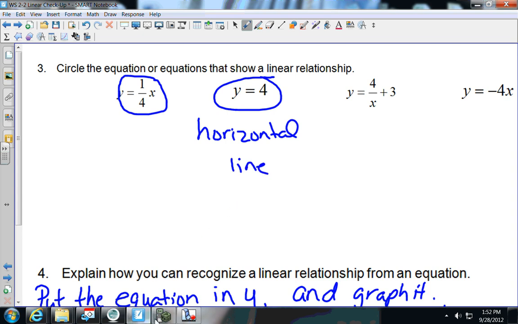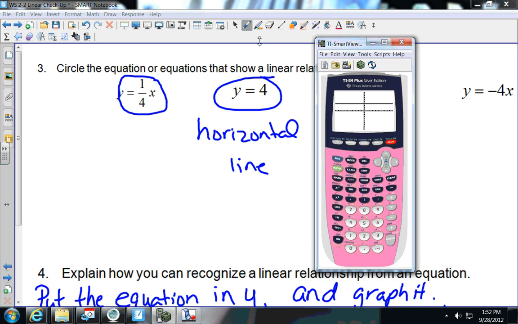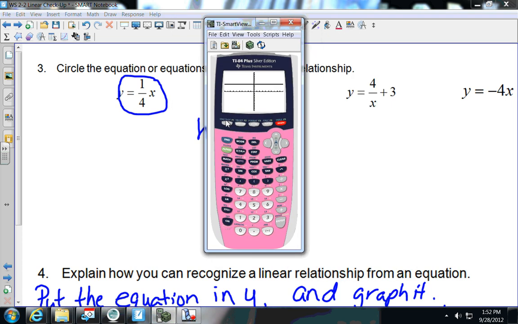The next one says 4 divided by x plus 3, and press graph.